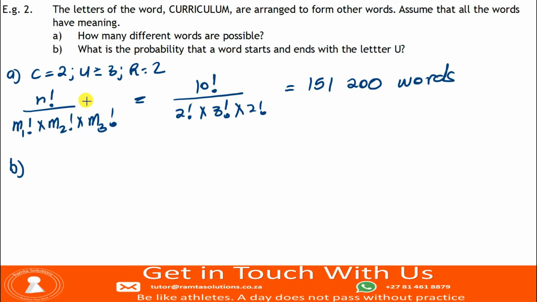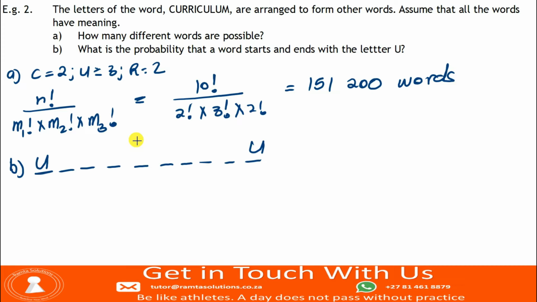Question B says, what is the probability that a word starts and ends with the letter U? So if this is U, and then 1, 2, 3, 4, 5, 6, 7, 8, 9, 10, it ends with another U. So if you recall, curriculum had U repeating 3 times. All right, so what is happening is this.